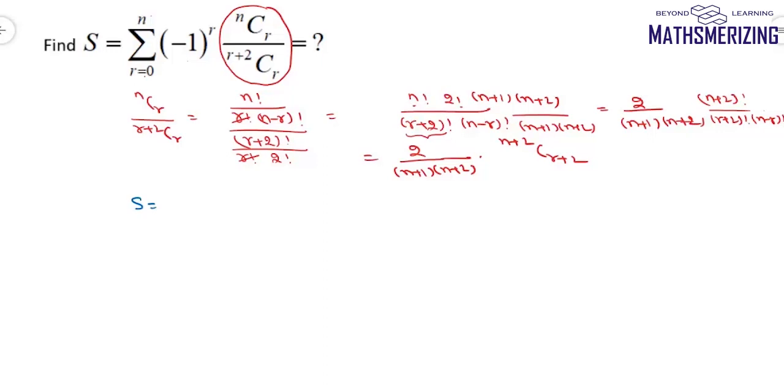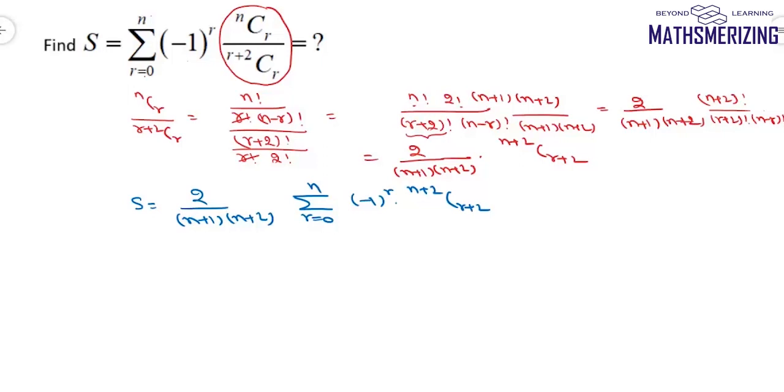So this sum will be, so I'll take this 2 upon (n plus 1)(n plus 2), and then the series sum, which is from r, that is r varies from 0 to n, minus 1 to the power r, and here it will be n plus 2 C r plus 2. Now it is alternate plus minus sign, and it is the sum of all the coefficients starting from n plus 2 C 2 to n plus 2 C n plus 2.